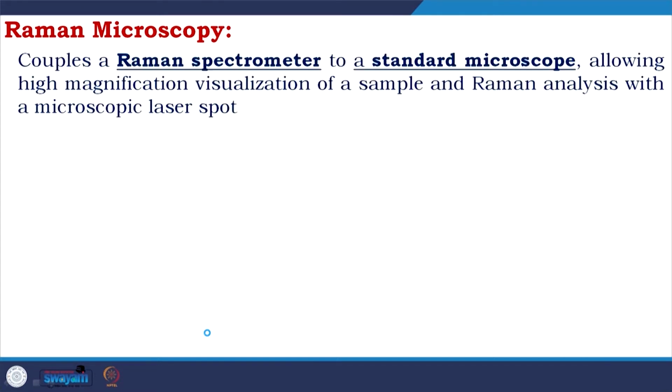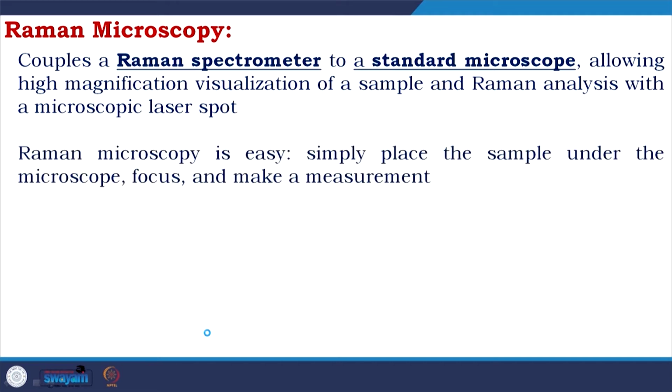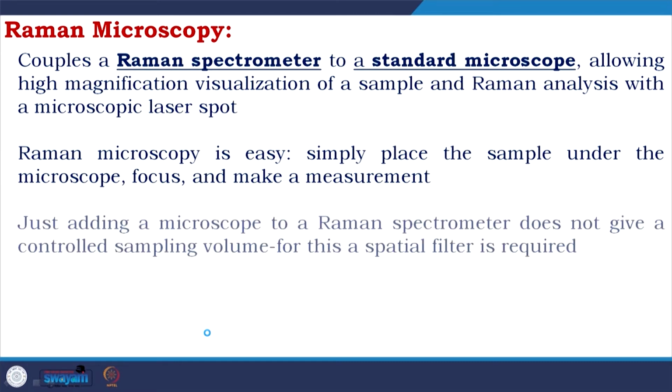Now, I talk about a Raman spectrometer and a confocal microscope. You couple a Raman spectrometer to a standard microscope, allowing high magnification visualization of a sample and Raman analysis with a microscopic laser spot. A Raman microscope is easy: simply place the sample under the microscope, focus and make a measurement.